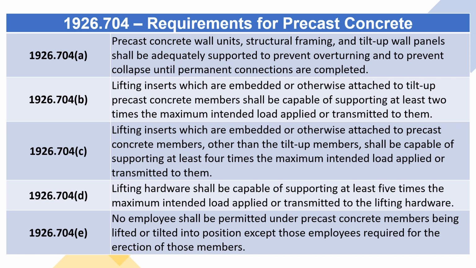1926.704(d): Lifting hardware shall be capable of supporting at least 5 times the maximum intended load applied or transmitted to the lifting hardware. 1926.704(e): No employee shall be permitted under precast concrete members being lifted or tilted into position except those employees required for the erection of those members.